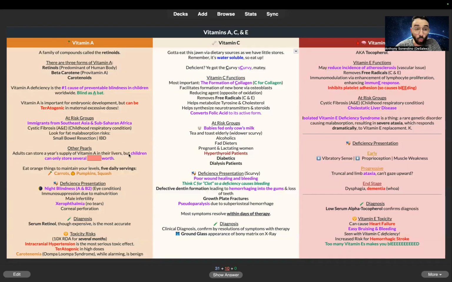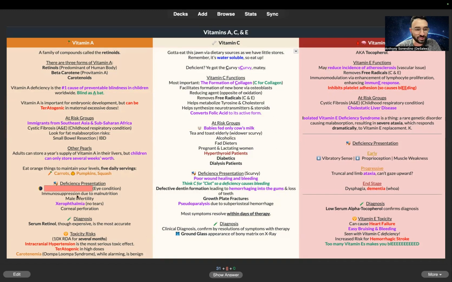Children can only store several weeks worth of vitamin A. So if you're going to have signs of deficiency like night blindness, it'll take weeks for kids, but a year for adults. So it's important. Vitamin E resulting in severe blank. This is that isolated deficiency. You're going to get that ataxia, which is more progressive, but it sounds like this is more acute. Oh, this is actually a genetic disorder, but it's going to respond dramatically to replacement.